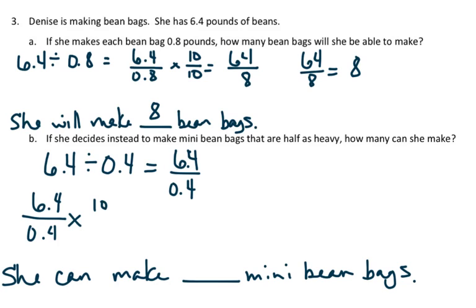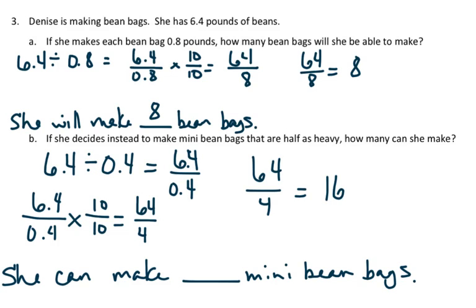Let's take that and multiply it by 10 over 10 to have 64 fourths, and 64 fourths is equal to 16. So she can make 16 mini bean bags. There are a few different ways that you could have solved part B, so this is just one way, but the answer is still 16, so she can make 16 mini bean bags.